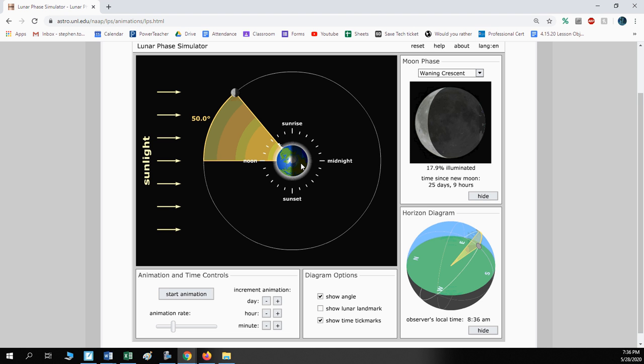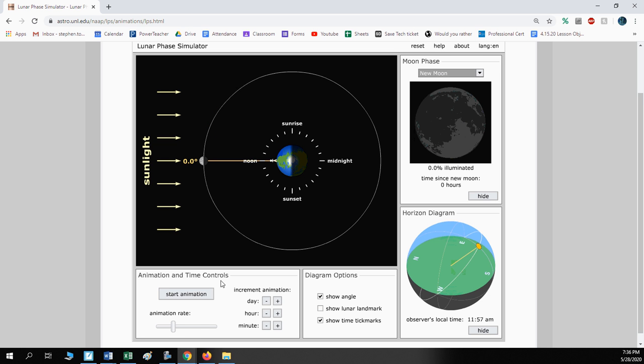To do this, I'm going to set this to zero, the new moon, and play the animation once all the way through. You might want to pause it, rewind or fast forward, but that will give you all the information that you need. So here we go. I'll be quiet and let the animation run for a complete cycle.